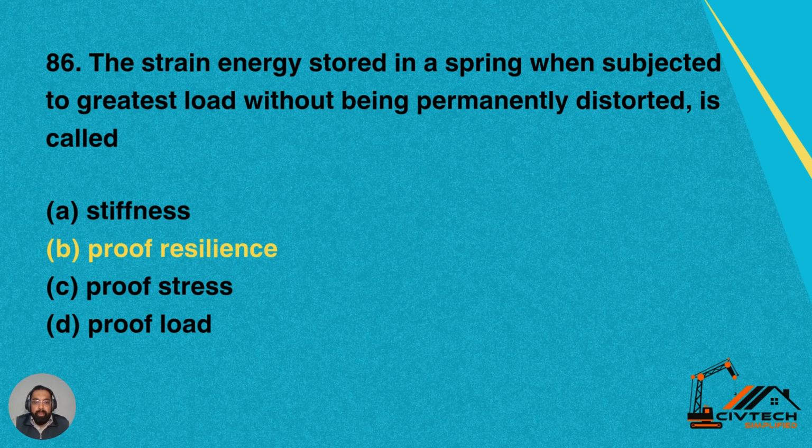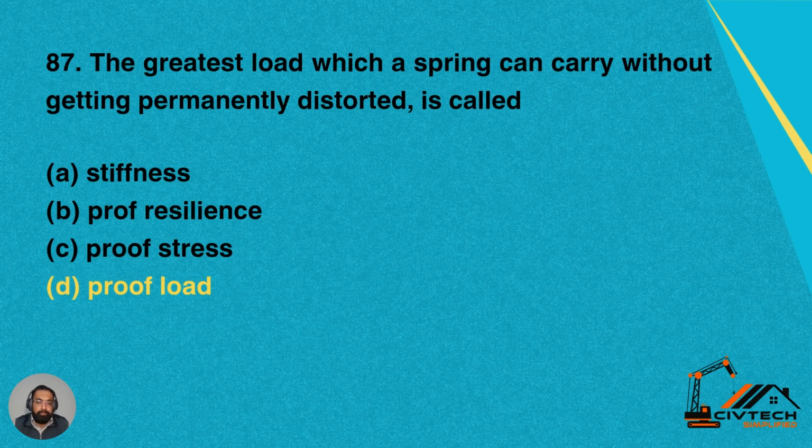Question 86. The strain energy stored in a spring when subjected to greatest load without being permanently destroyed or distorted is called option A, stiffness, option B, proof resilience, option C, proof stress, option D, proof load. So B is the correct option, it's proof resilience.